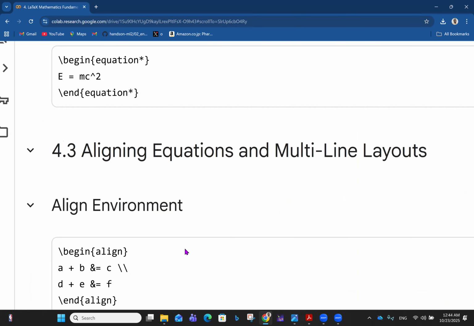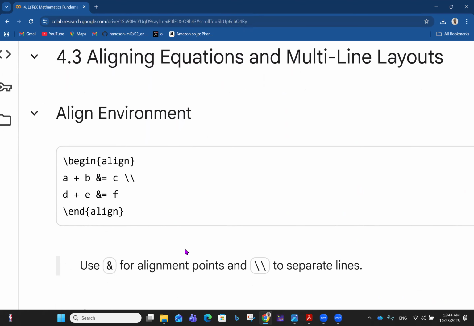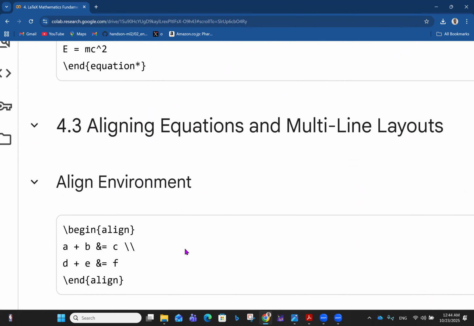Then you can align equations and multi-line layouts. One of the most versatile tools I've come to learn to use in LaTeX is align. Align seems to work for everything. It works for a single equation, multiple equations, and anything you want to think about. So I guess you use align a lot. Sometimes, I mean, it's been a long time.